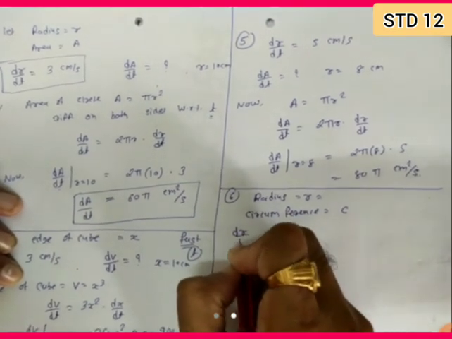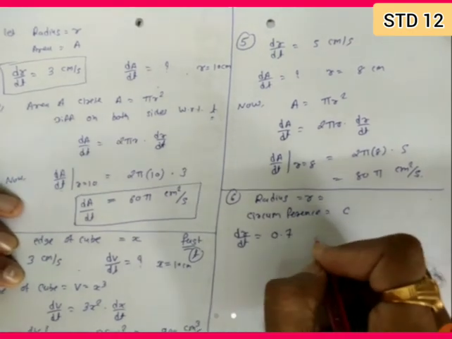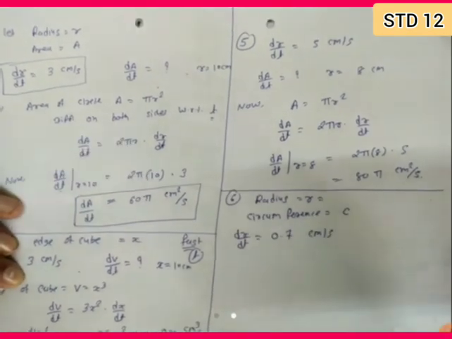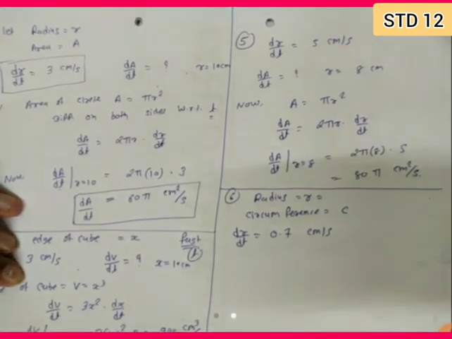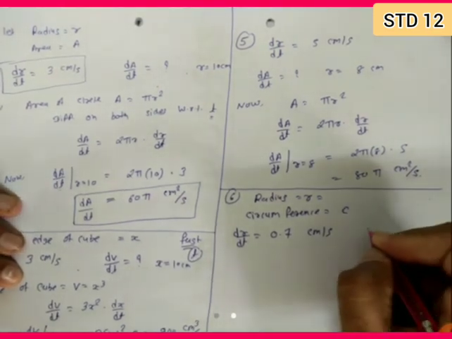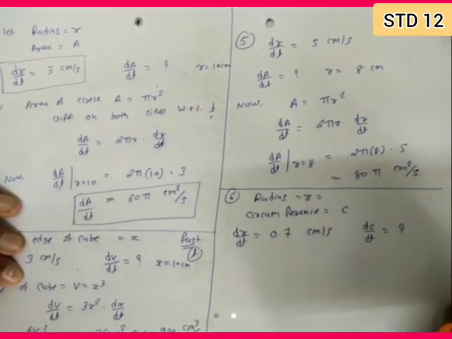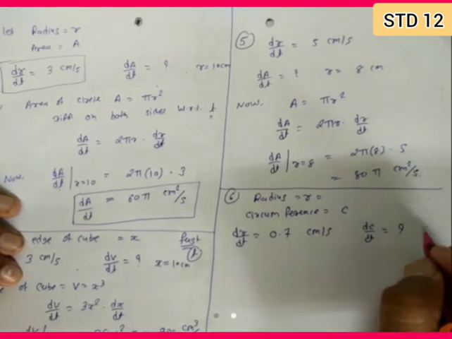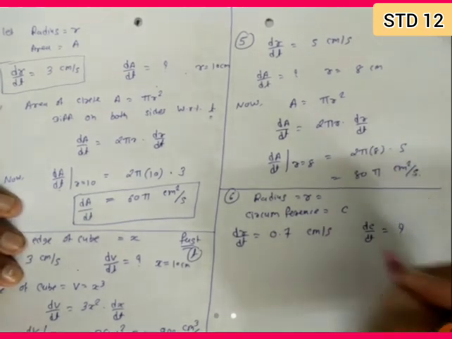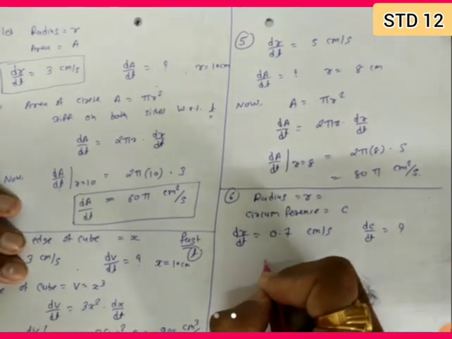So dr by dt is 0.7 centimeter per second. The rate of change of radius is 0.7 centimeter per second. So what is the rate of increase of its circumference? You have to find the rate of increase of its circumference, that is dC by dt. Your circumference is increasing, so you get a positive answer. You have to find dC by dt. So here the formula of circumference is required.